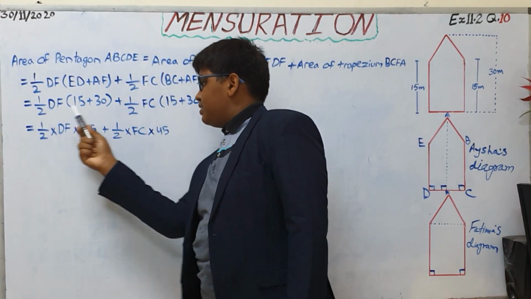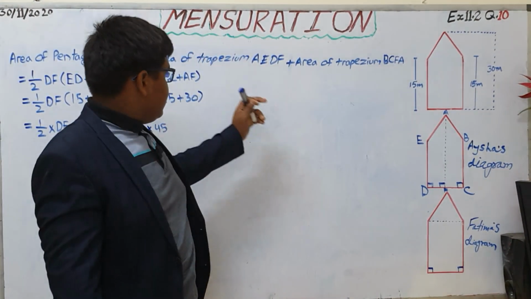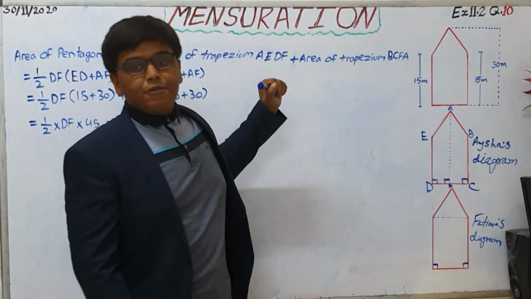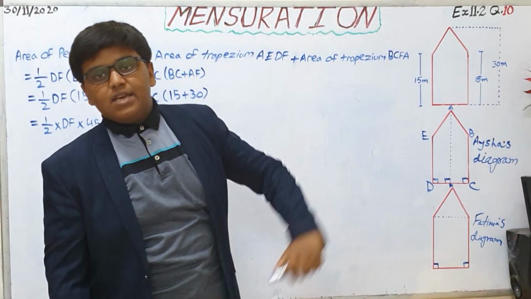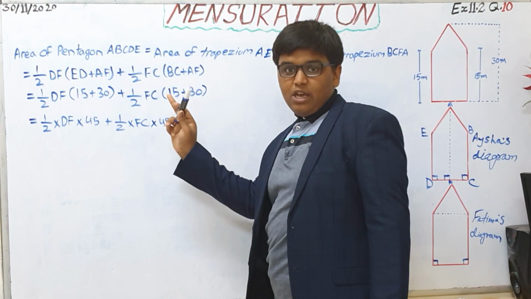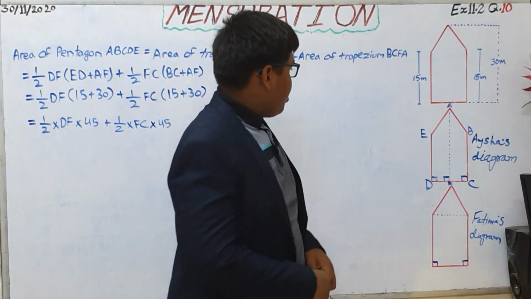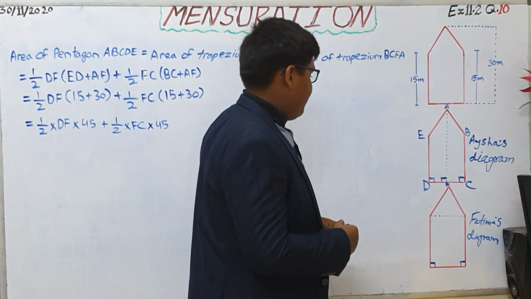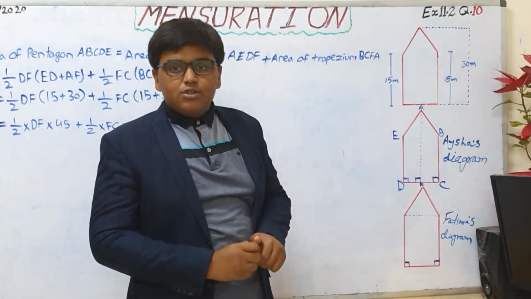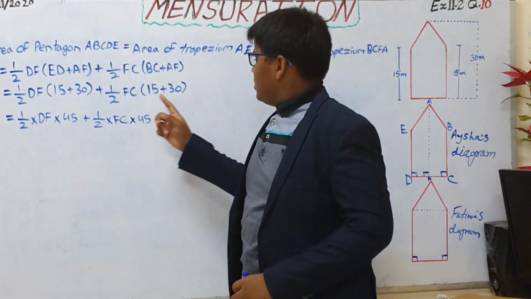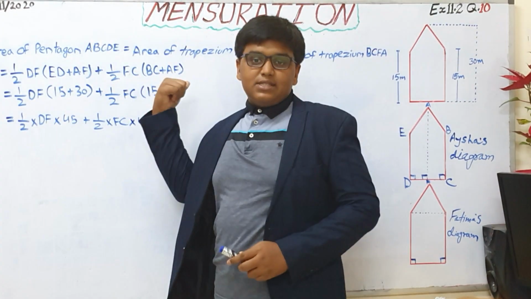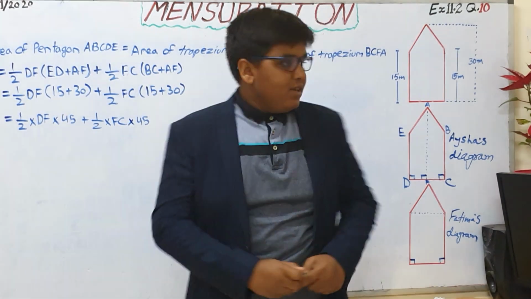Now this is the area of trapezium AEDF. Now we have to find the area of trapezium BCFA, which is half into FC. FC we don't have the value, as I mentioned before, so we have to keep it as it is. Now we are going further. Now BC plus AF. Now BC is this side, BC.